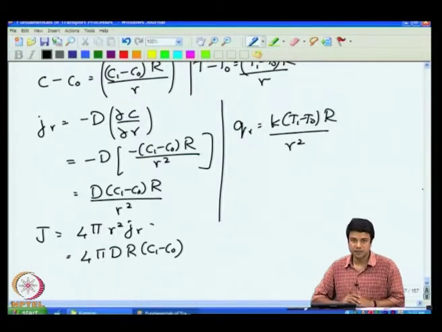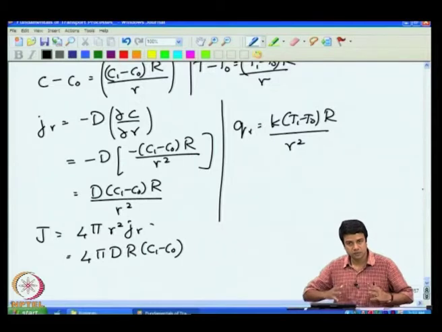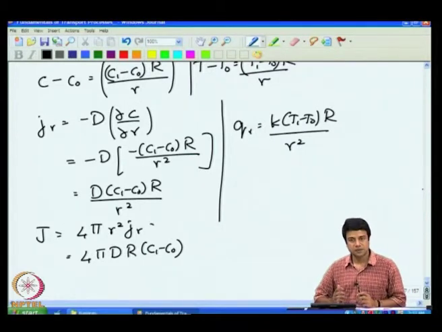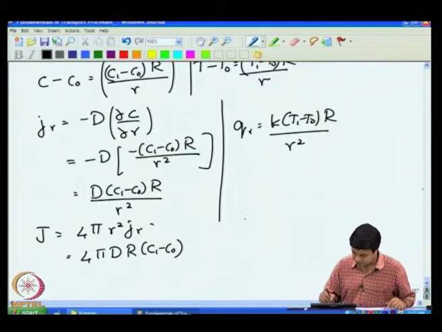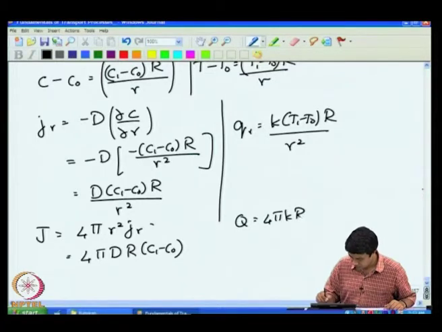So, for example, if I had a catalyst particle with a reaction happening at the surface, this would tell me how much reaction is happening at the surface. The amount of material produced at the surface is equal to the total mass that is coming out. Similarly, for a heat transfer problem, if there were a reaction at the surface, the latent heat at that surface times the reaction rate gives me the total amount of heat coming out of the surface. In that case, Q will be equal to 4 pi K R times T 1 minus T 0.